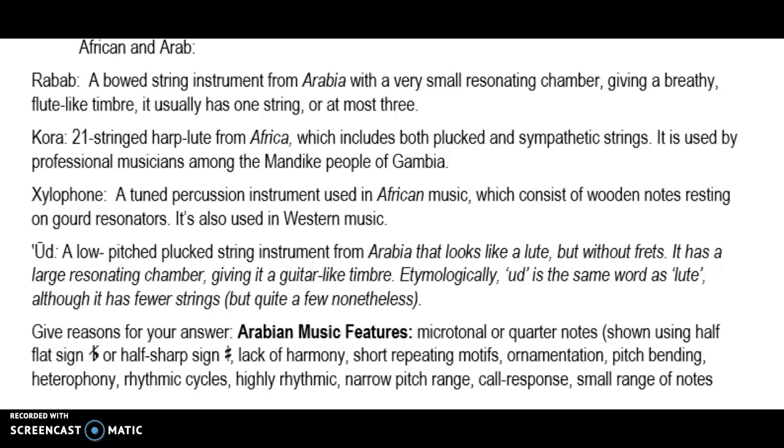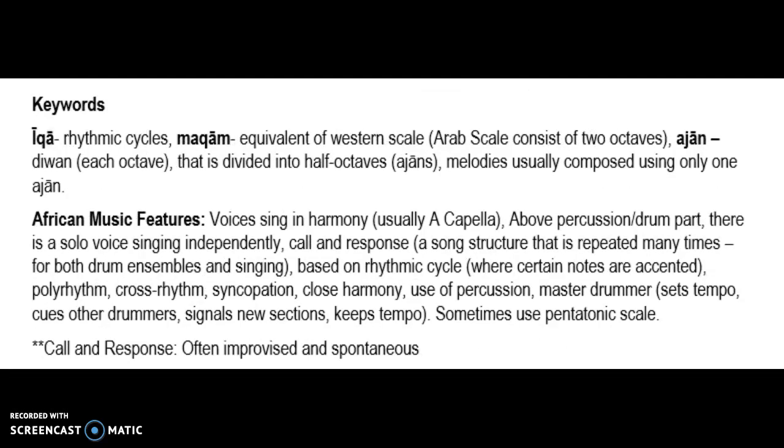We have short repeating motifs, lots of ornamentation, pitch bending, heterophony, rhythmic cycles, highly rhythmic, uses only a few notes. We have the call and response, and we have a small range of notes. Important keywords in Arab music are Ika, the rhythmic cycle, Makam, it's like the scale, and the Ajan is all the little notes that they will use in their singing or playing.